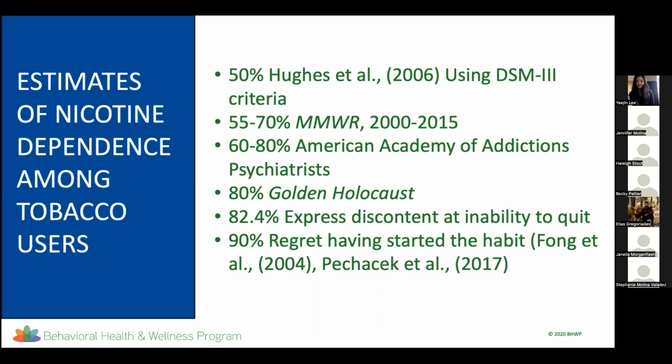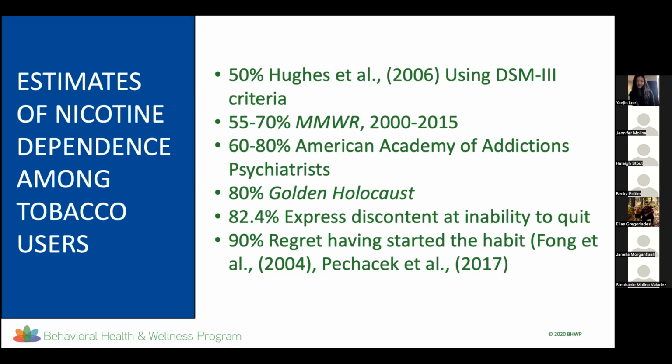We know that historically about 70% of current smokers want to quit, and that 55% of smokers will try at least once in any given 12-month period, and most of those will not be successful. The American Academy of Addiction Psychiatrists and the author of the book Golden Holocaust both put that number somewhere between 60 and 80% who would qualify for dependence. Over 80% of smokers express discontent at their inability to quit, and that discontent is frequently accompanied by reports of lower health or fear of contracting a tobacco-related disease. And experiencing regret of having started the habit is nearly universal, with 90% of current smokers reporting regret.